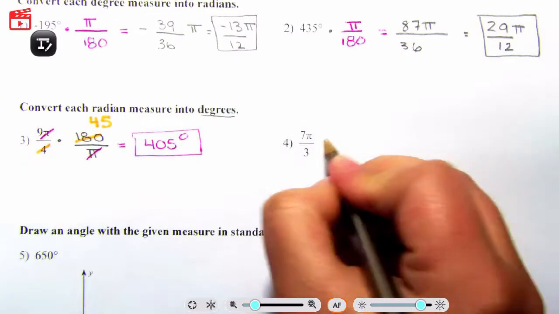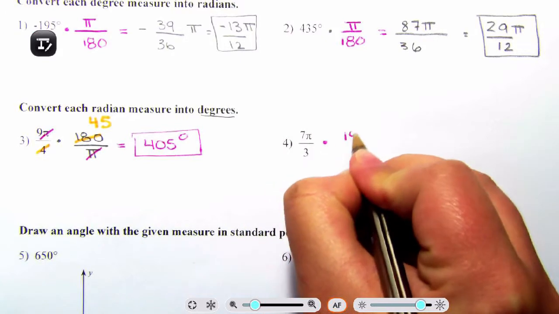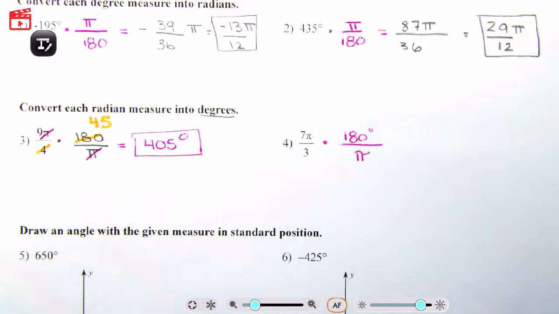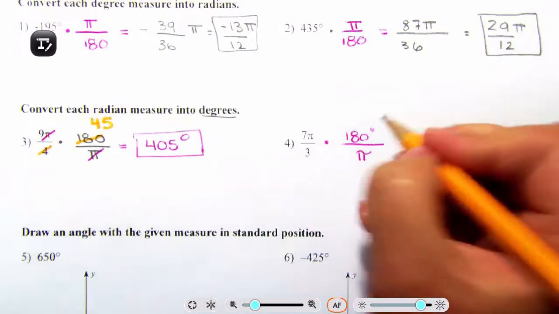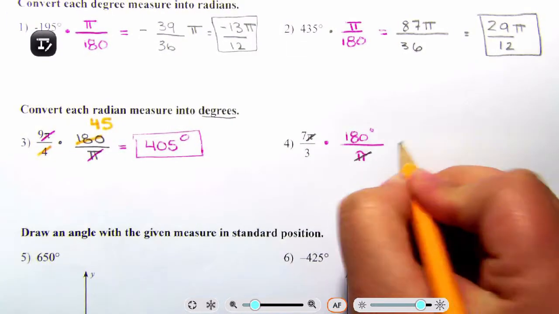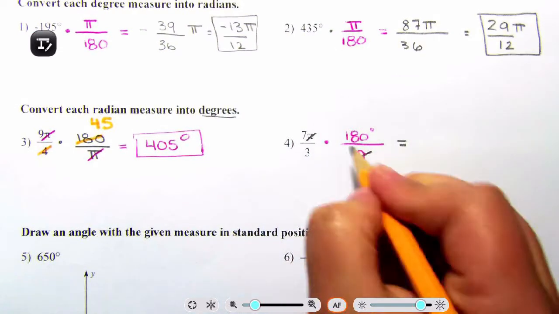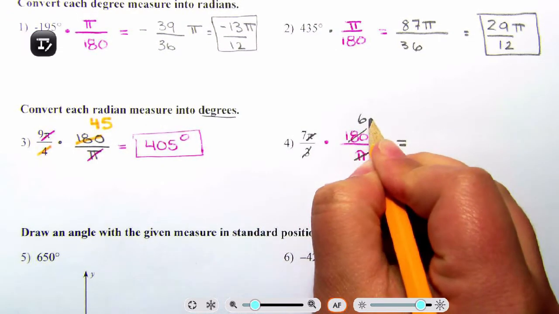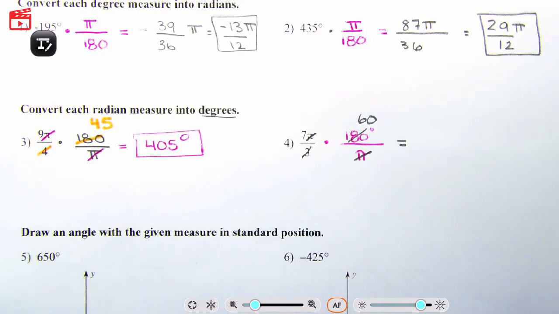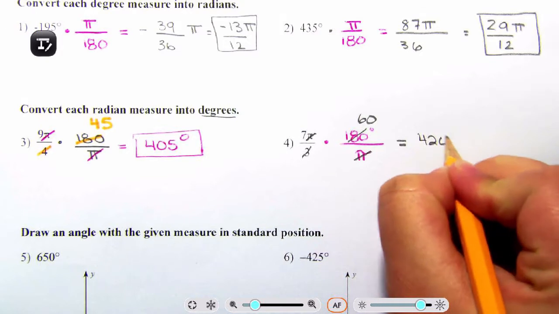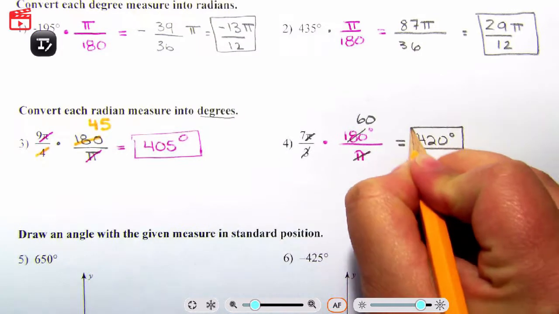Moving on to question number 4. Again, what is our objective? We want degrees, so degrees go on top. Pi goes on the bottom. Your pi's will cancel out if you have 2 pi's. 180 divided by 3, I like to cross cancel first. And you need this in the form of a fraction. Don't do decimals. Decimals are big no-nos. In this case, it is 420 degrees for this one.